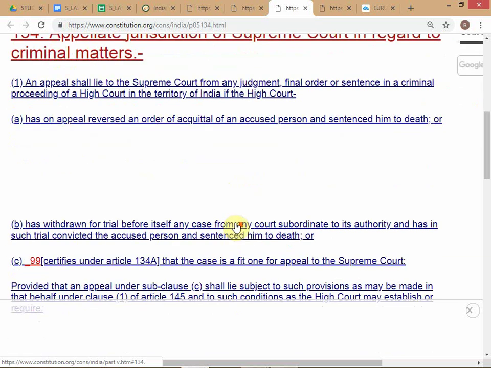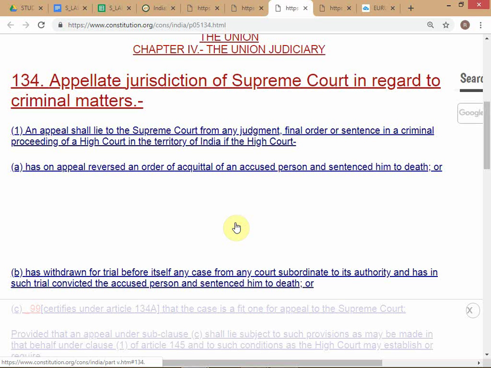So this 134, are you following the broad structure? 132 is dealing with constitutional questions, 133 is dealing with general questions of law and civil matters. So any kind of interpretation question with respect to some statute in a civil matter. And then 134, I don't know what I said, 33, or actually it should be 33, okay? Yeah, it should be 33. And then 34 is dealing with criminal matters, okay?